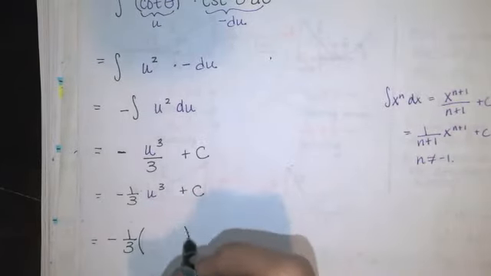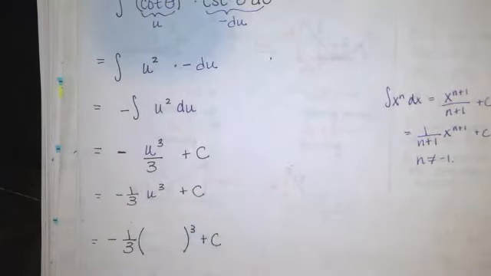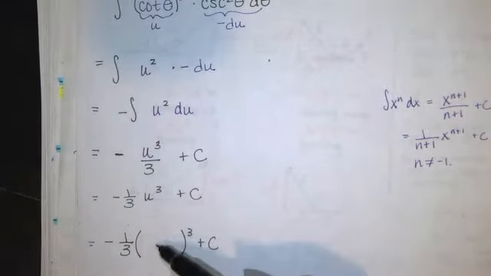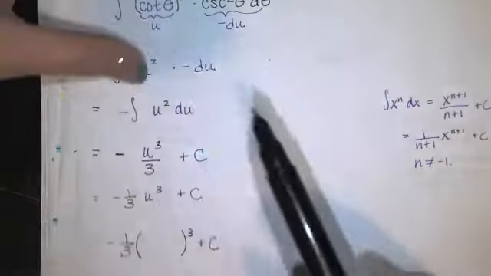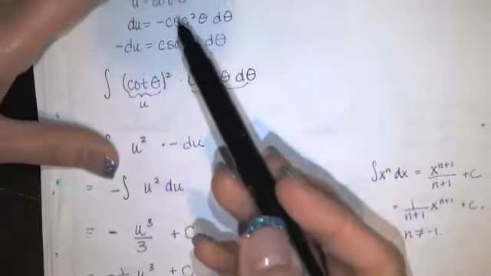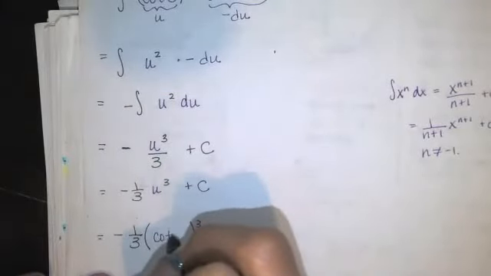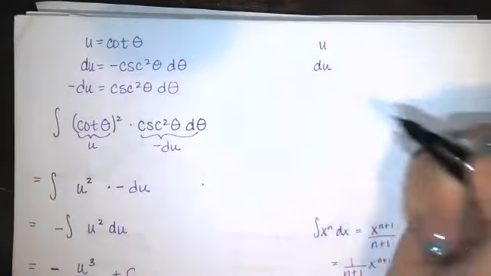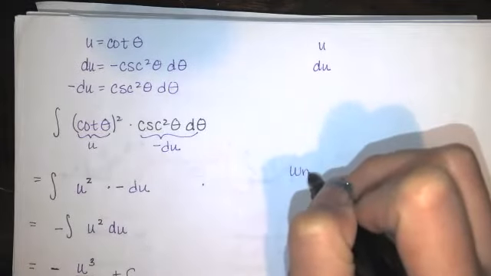So we've got -1/3 times u cubed plus c. And u, in this case, was cotangent of theta. That was a substitution that we made way up here. Okay. So we've got u, we compute du. Then we write the integral in terms of u.